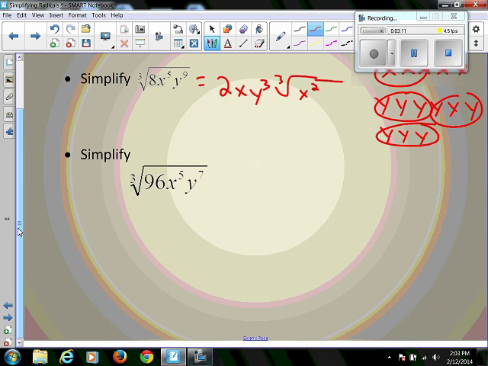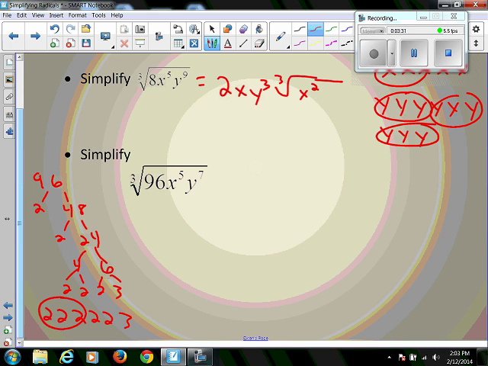Cube root of 96. Take that, it's a decimal. So I'm going to treat it. I have 5 2's and a 3. Groups of 3. So I have 1 group of 3. It goes outside. I have a 2, a 2, and a 3. So 2 times 2 is 4, times 3 is 12.